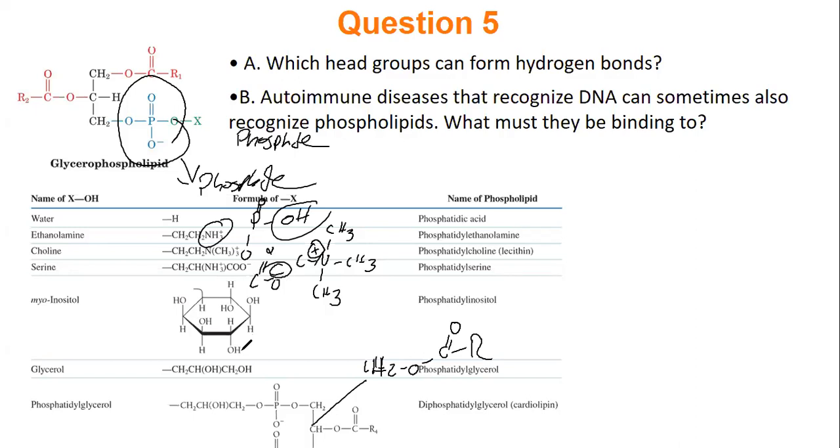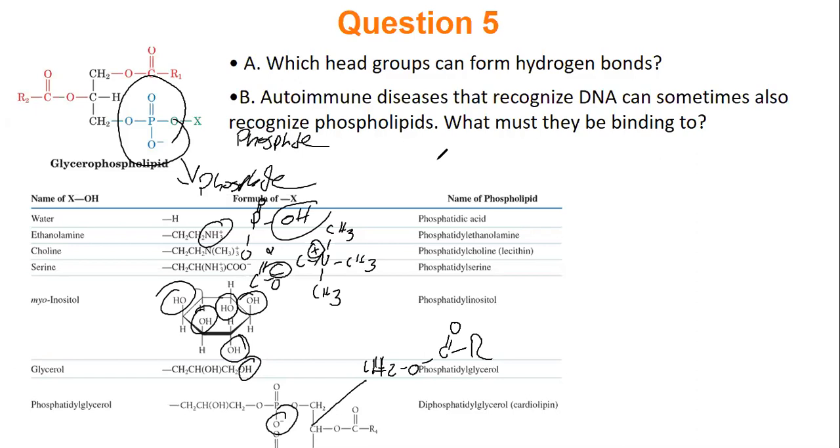Myoinositol, I'm surprised by the number of people who do not think that can hydrogen bond. You have nothing but OHs on this, right? An oxygen with a hydrogen connected to it will always hydrogen bond. So that has hydrogen bond groups. Same with glycerol right there. And phosphatidylglycerol has that negative oxygen right there, which could be in a hydrogen bond.